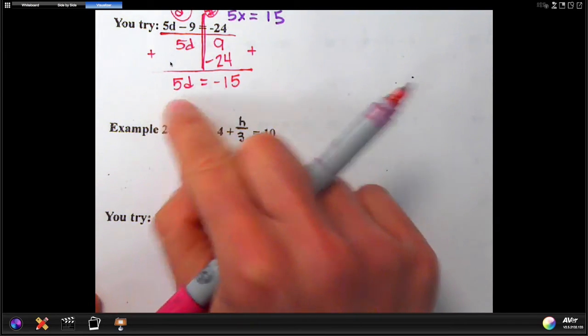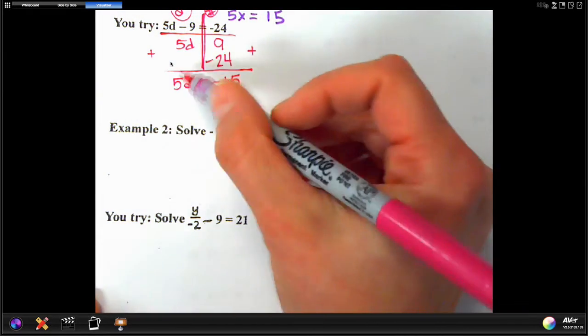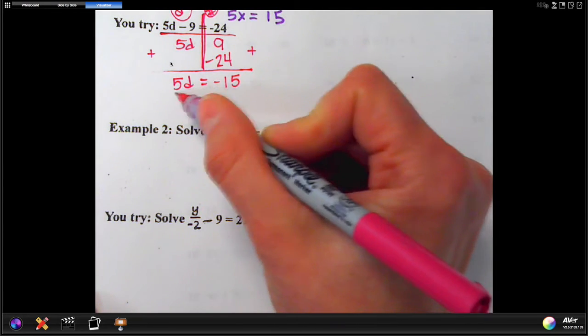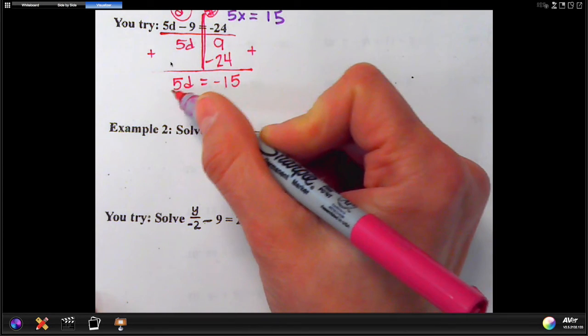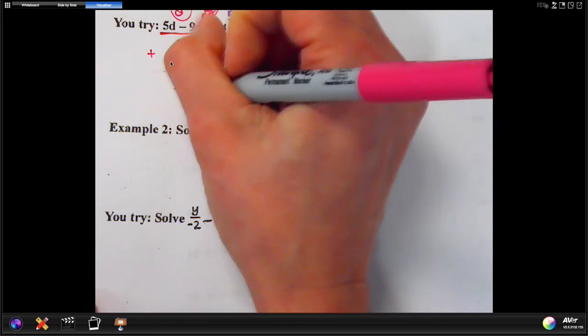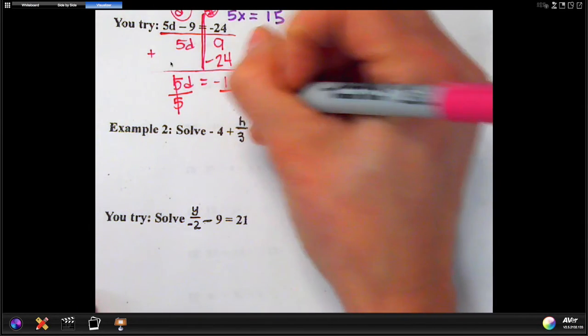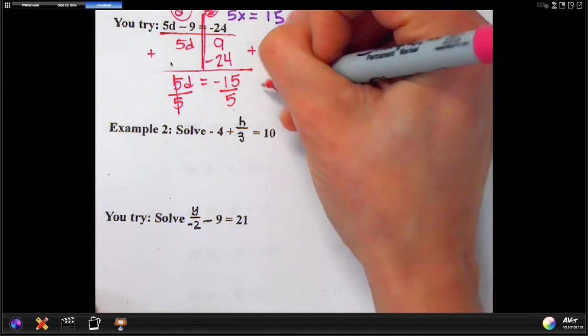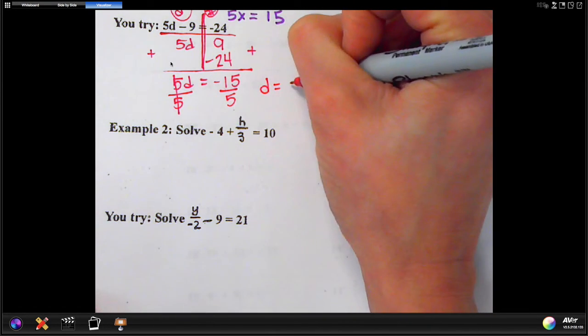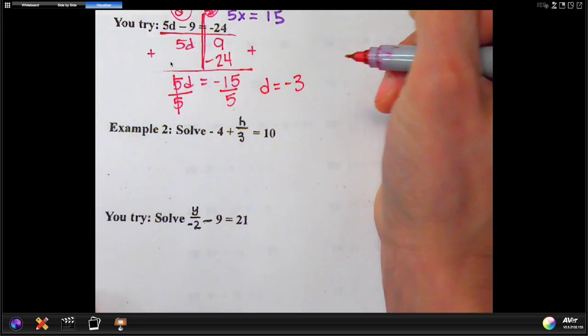And then again, you're at the end. You have to decide what to do to undo the last number next to your variable. So undoing a 5 times d means we're going to divide by 5 to get rid of it. And over here we divide by 5 then to get our final answer of d equaling negative 3.